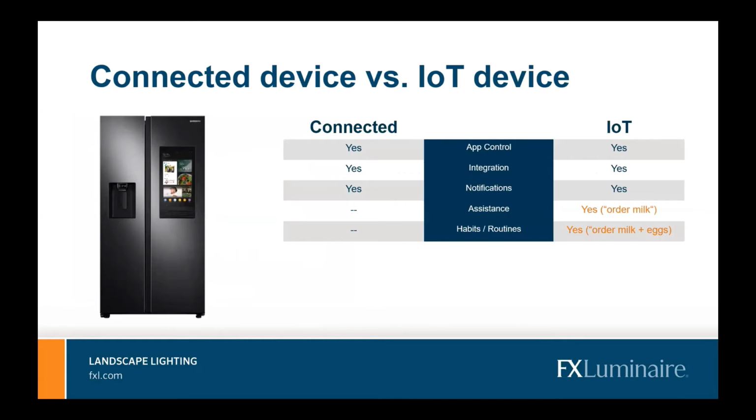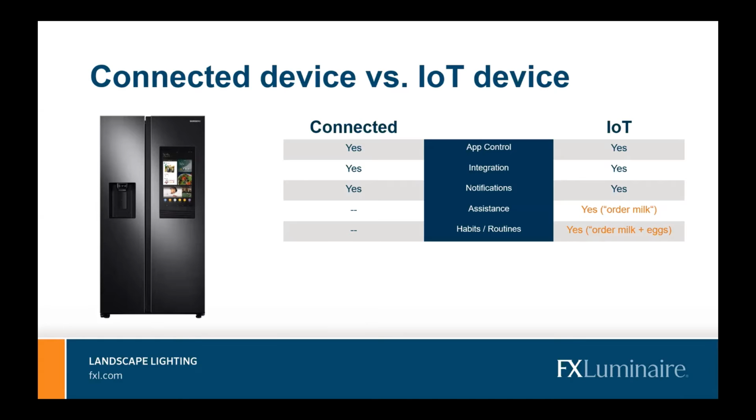So a quick example, or a couple quick examples to kind of separate the two. I have this Samsung smart refrigerator. If it was just a connected device, it would have app control. It would be able to integrate with other smart home products like Alexa. And it could give you notifications on the app. Hey, you're running out of milk.